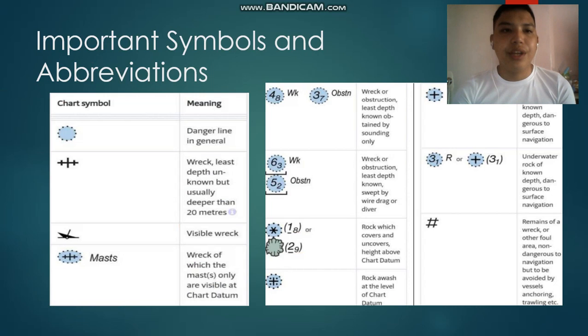Important symbols and abbreviations. Chart symbols, danger in line. So as we see, the circle dotted. Wreck, least depth unknown but usually deeper than 20 meters. Visible wreck. And many others.